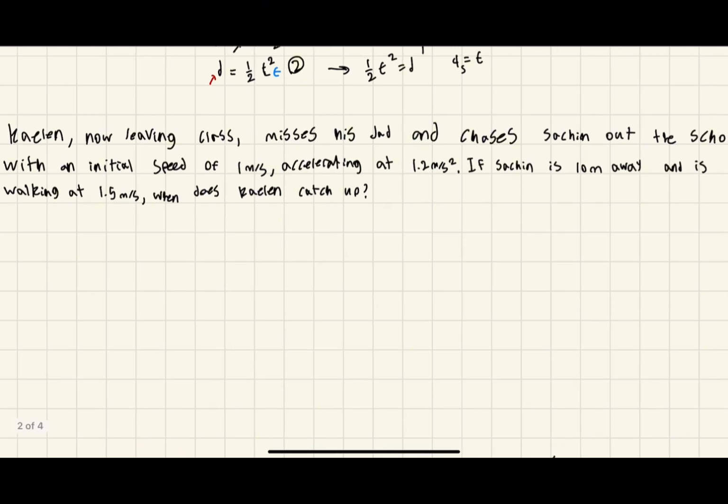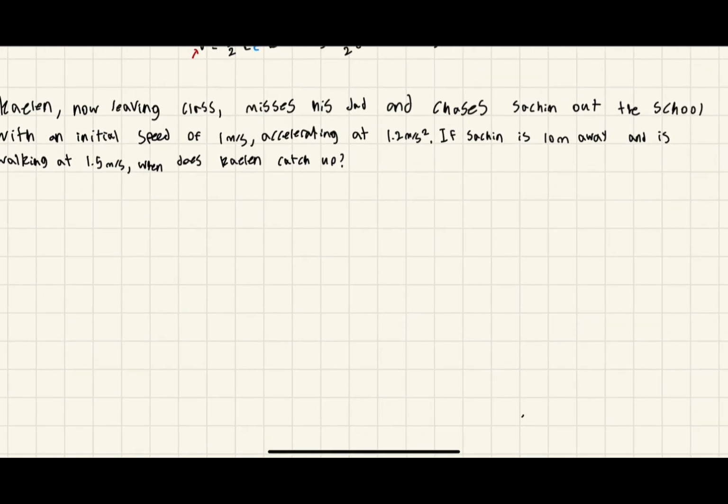Kalen, now leaving his class, misses his dad and chases Sachin out of the school with an initial speed of 1 meter per second, accelerating at 1.2 meters per second squared. If Sachin is 10 meters away and is walking at 1.5 meters per second, when does Kalen catch up to his dad? Okay, so let's sketch this out.